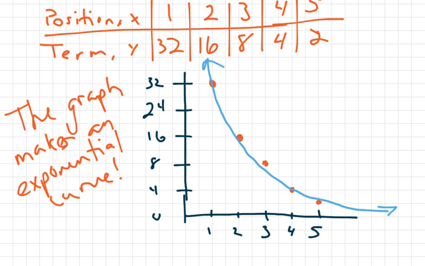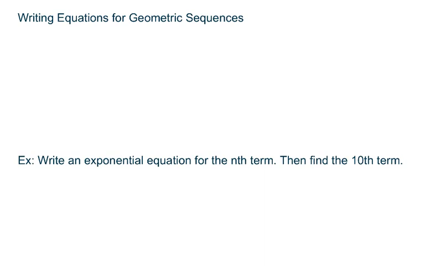Now, this could also go something like the one that I drew here in green. It could be getting bigger every time. Obviously, in this example, we're getting smaller. But you're never going to have something that looks like this or like this. You're never going to have a straight line. You're always going to have an exponential curve with a geometric sequence, which leads me to the next part, writing equations for geometric sequences. If our graph is an exponential curve, then our equation is actually going to be an exponential equation as well.